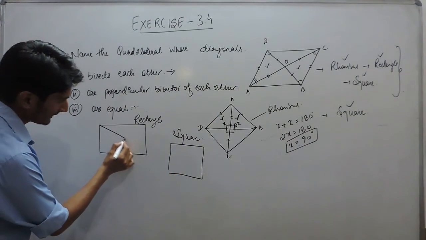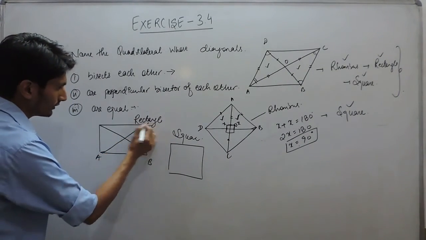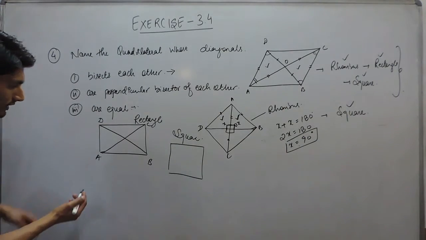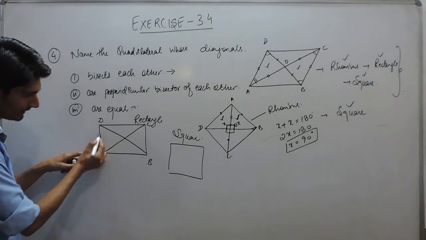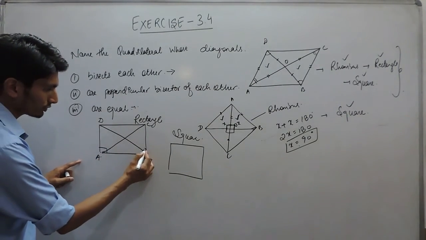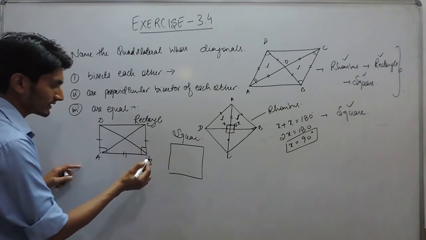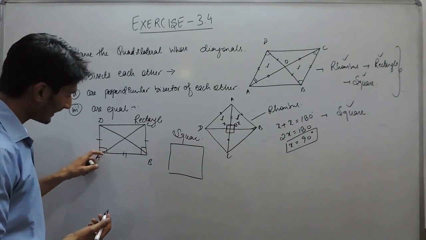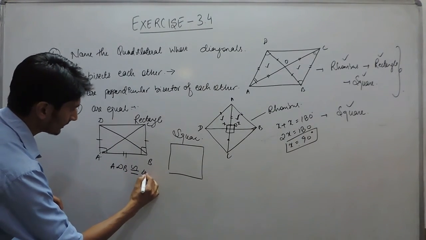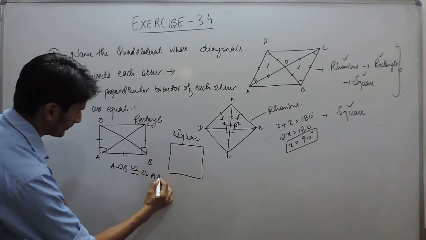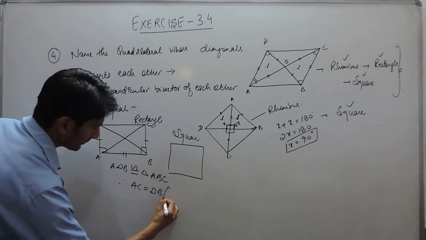To prove that these diagonals are equal, you have to again prove two triangles congruent. You can prove triangle ABC and triangle ADB congruent. This angle is equal to this angle, this side is common and this side is equal to this side. So by side angle side, triangle ADB is congruent to triangle ABC. So AC must be equal to DB by CPCT.